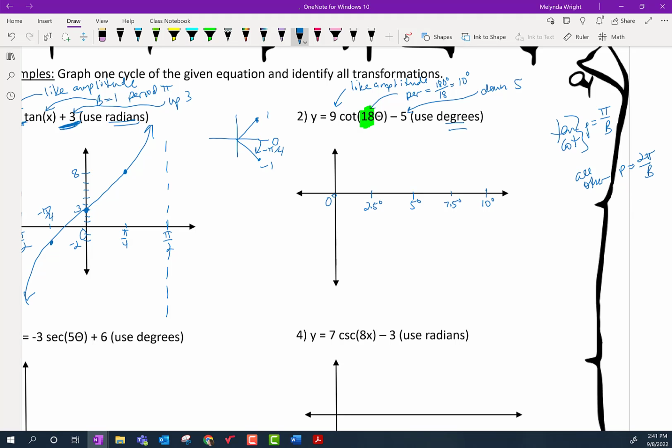Y coordinates, I'm going to start with the up-down shift. This is down 5. So I'm going to go down 5. So this is -5. That's the middle. And then I'm going to use the number that's like amplitude. I'm going to go up 9. 1, 2, 3, 4, 5, 6, 7, 8, 9. So what is that? 4. And down 9. 1, 2, 3, 4, 5, 6, 7, 8, 9. And that is what? -14? Okay.